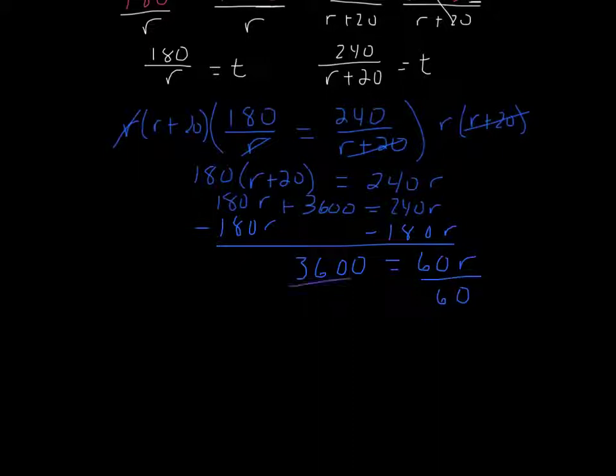Divide by 60. Zeros cancel, and you have 60 equals r. So the rate that the car is driving at, the slower car, is 60. So then the faster car, r plus 20, is going to be 80 miles an hour. There you go. So there's your rates that both of the cars are going.